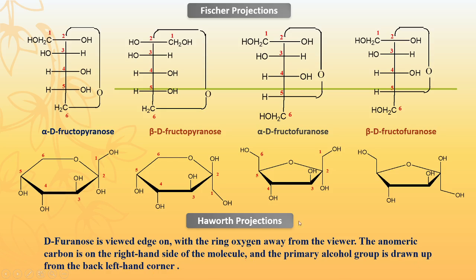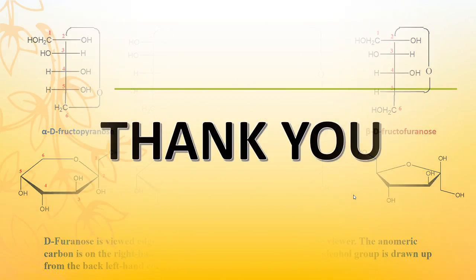That means the primary alcohol group, this is the primary alcohol group, is drawn up from the back left hand corner. Here we write the primary alcohol group, and the anomeric carbon is on the right hand side of the molecule. The anomeric carbon is drawn on the right hand side of the molecule in the Haworth projection of the D-furanose. I hope you understand.